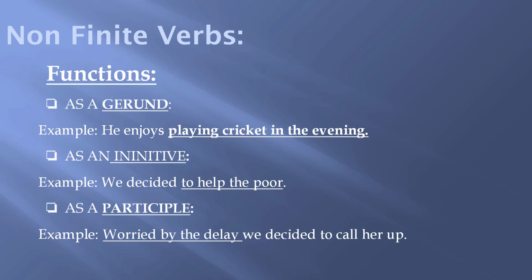In the first example, the starting word was a gerund, so playing cricket in the evening is a gerund phrase. In the second example, to help is an infinitive, so to help the poor is an infinitive phrase. In the third example, the first word was a participle, so worried by the delay is a participle phrase.